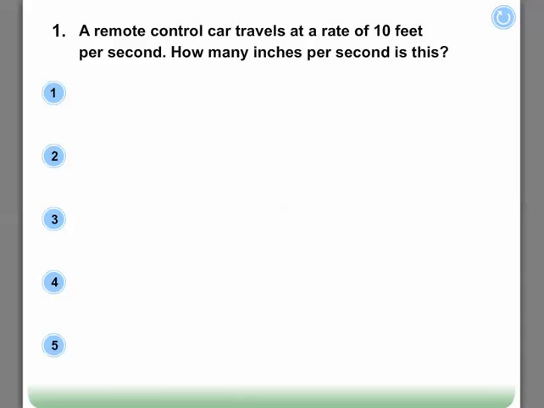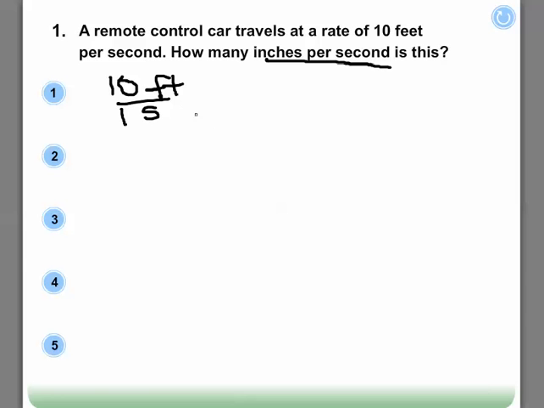So the first problem that we have says a remote control car travels at a rate of 10 feet per second. How many inches per second is this? Dimensional analysis is essentially just taking one unit rate and changing it to another. So we have 10 feet per second, so that's 1 second, and we want to know how many inches per second this is going to be.